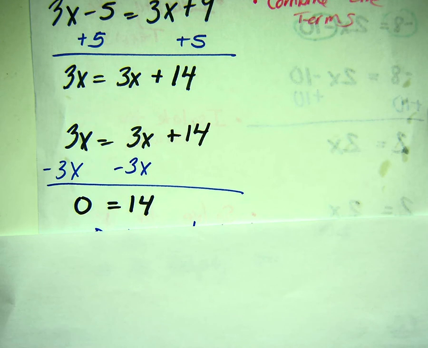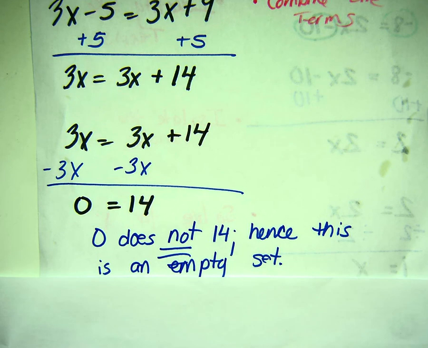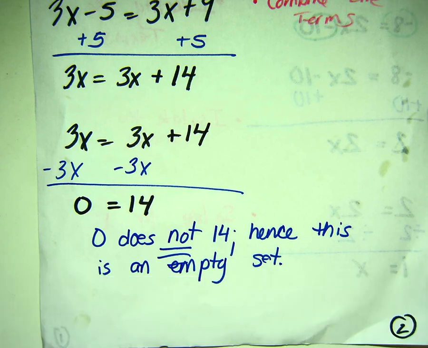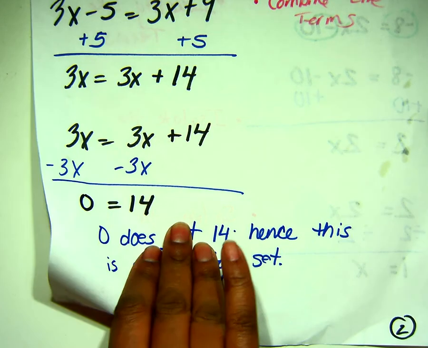But hold up, wait a minute. 0 doesn't equal 14 at all. So that means that this is going to be an empty set. So when you type your answer in, literally type in the word empty. That should be an option for you because it's multiple choice. So far, we're doing equations with variables on two sides of the equal sign.